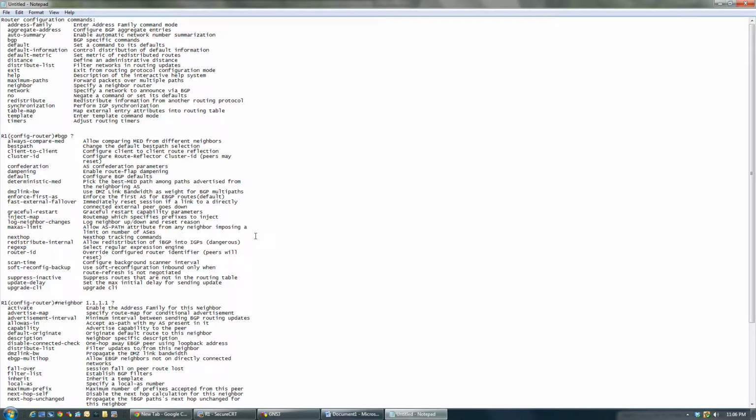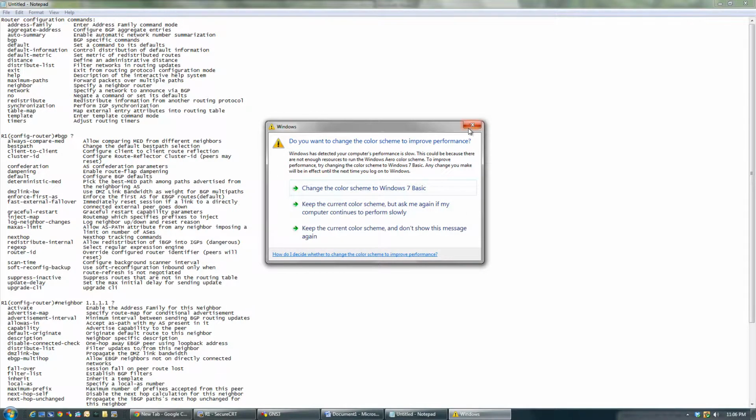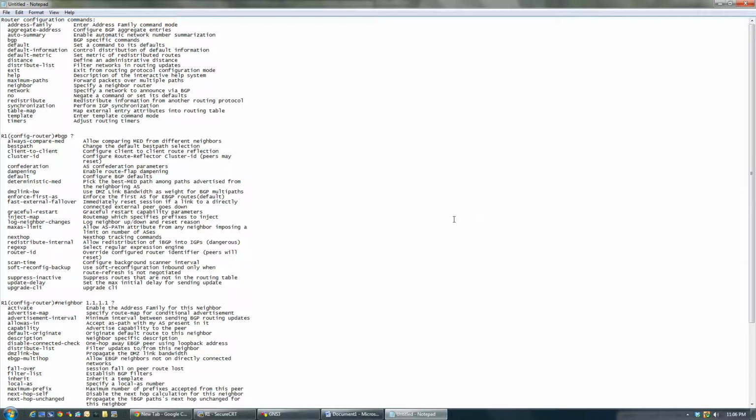So if the link has to be changed, then we have to alter the interface command. I'm sorry about those, my computer is running at very high memory usage right now. I'm sorry about that. Okay, so let's get back to this BGP thing.